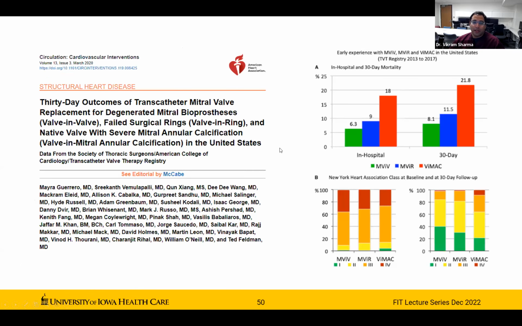So this was followed by some additional data. Here is data from the TVT registry that was published in 2020, again looking at mitral valve-in-valve, valve-in-ring, versus valve-in-MAC transcatheter mitral valve replacements. We can see that the valve-in-valve procedure has a low in-hospital and 30-day mortality, whereas in patients with MAC, that mortality is pretty high. But of patients who did survive, there was a significant improvement in NYHA status, with the majority of the patients being either class 1 or class 2 at 30-day follow-up.